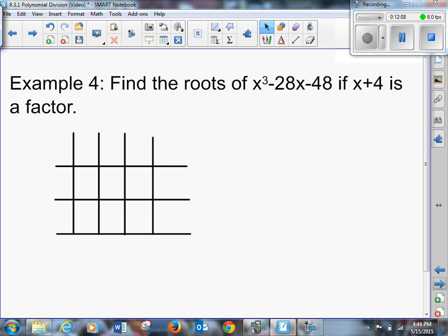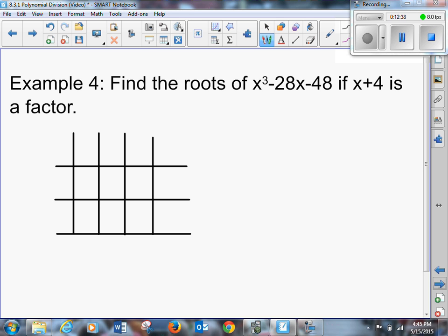Let's try another one. Again, take a moment to pause the video so that you can draw the picture of the PolyDoku grid on your paper. Now we're going to find the roots of x cubed minus 28x minus 48 if we're given that x plus 4 is a factor. So this time we're given what the factor is. So instead of graphing it and finding that 0 at x equals negative 4 and then turning it into a factor, we're giving you the factor right away.